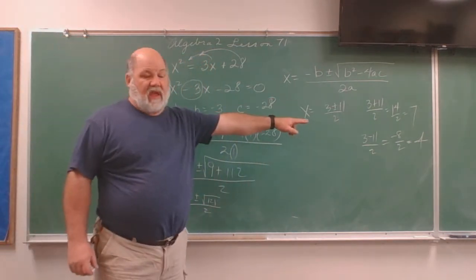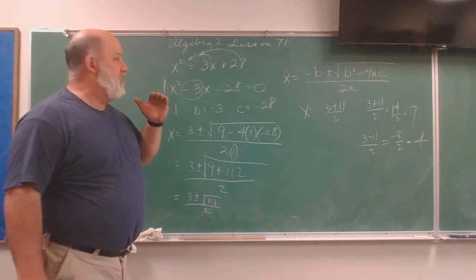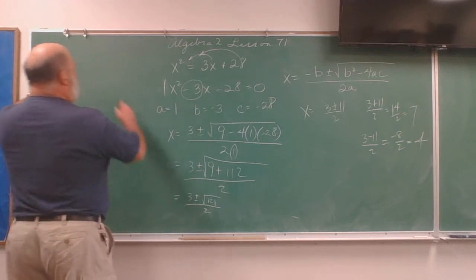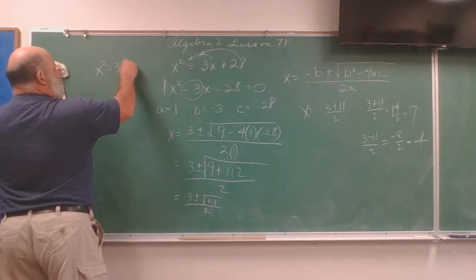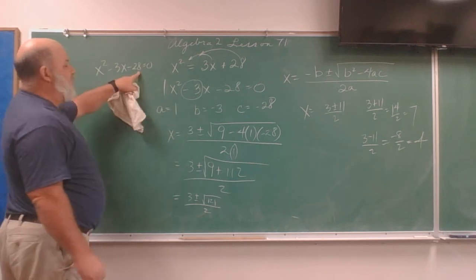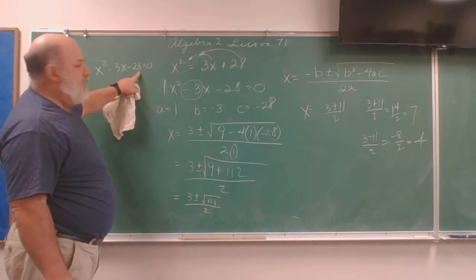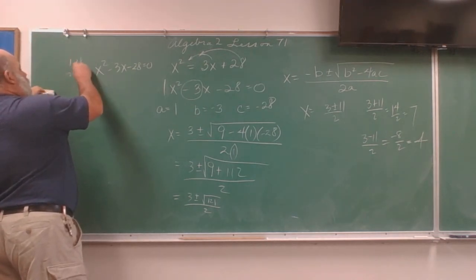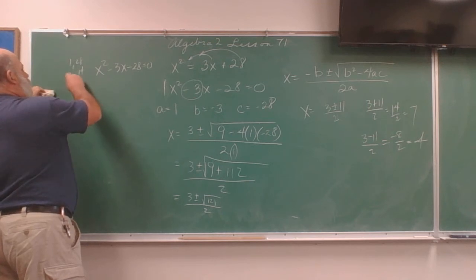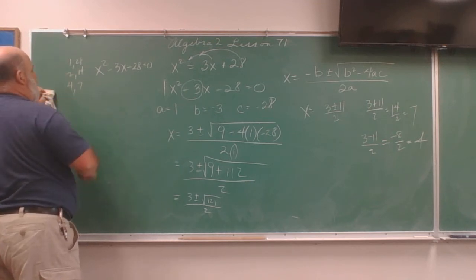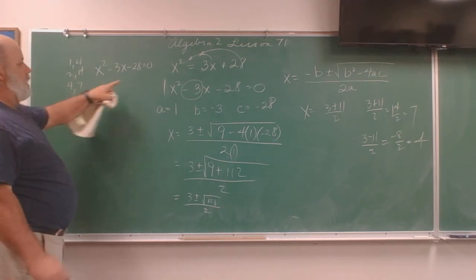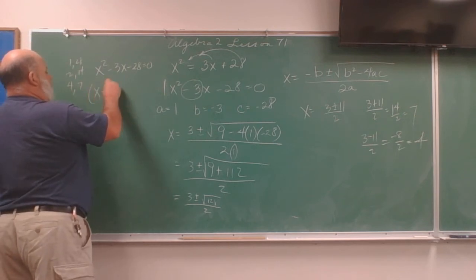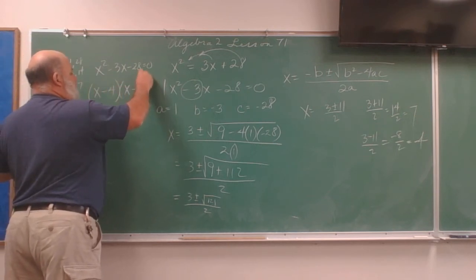You know what that tells me? The fact that I got 7 and negative 4 tells me that this was a factorable expression from the beginning. I could have gone x squared minus 3x minus 28 equals 0. What are the factors of 28 that subtract to give me 3? Well, let's see. There's 1 and 28. There's 2 and 14. 4 and 7, okay. Oh, 4 times 7 is 28, and 7 minus 4 is equal to 3. So I could have said x minus 4, x minus 7.